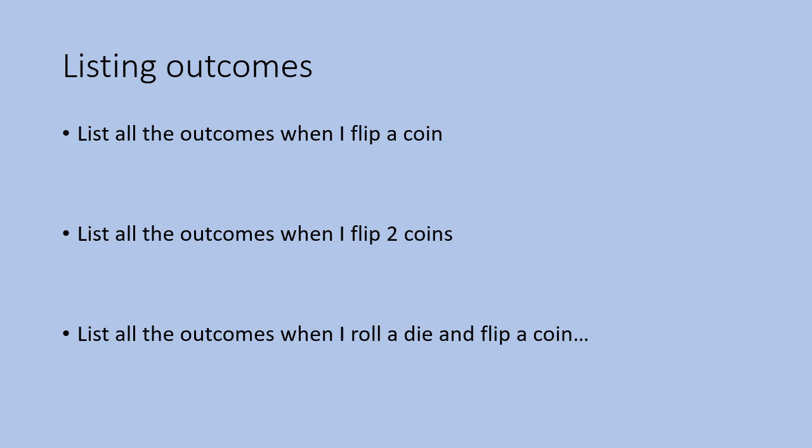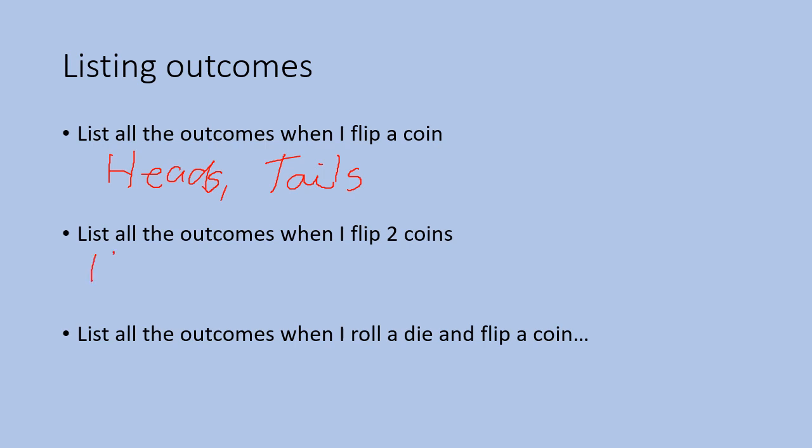Now, you've hopefully thought about this before. For example, if I listed all the outcomes when I flip a coin, well, either I get a head or I get tails. That's all the outcomes of that event. So the event is flipping a coin, and then the outcomes are heads or tails. That's all you can get.